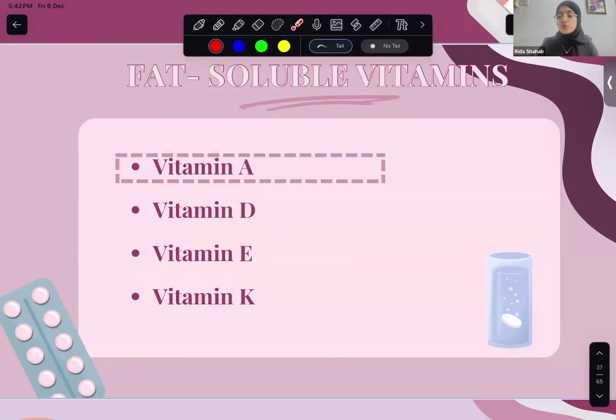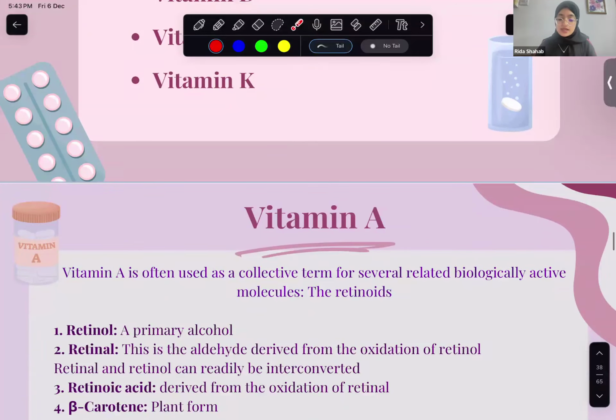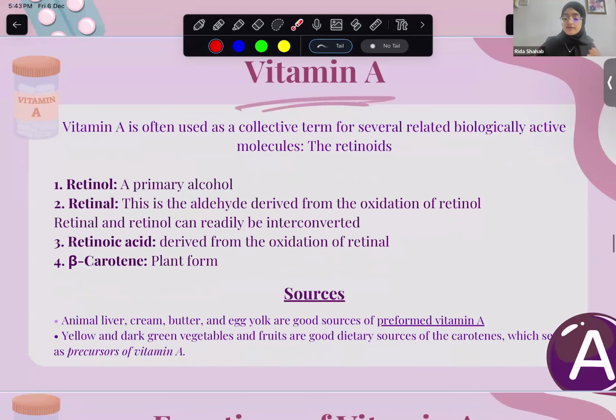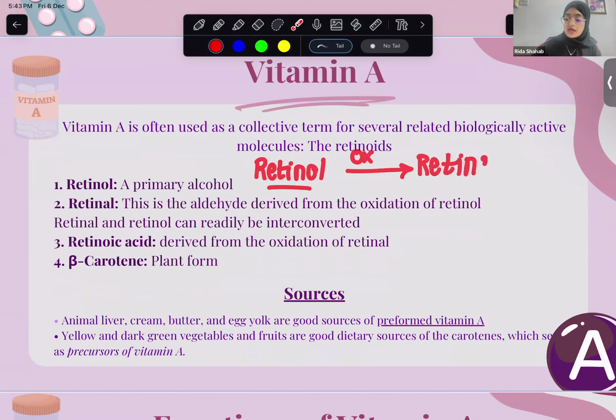Okay, so let's start with vitamin A. Vitamin A is often used as a collective term for several related biologically active molecules like the retinoids. So we have retinol, which is the primary alcohol, and if you oxidize retinol, you're going to have retinal. And if you oxidize retinal, you're going to have retinoic acid, okay?